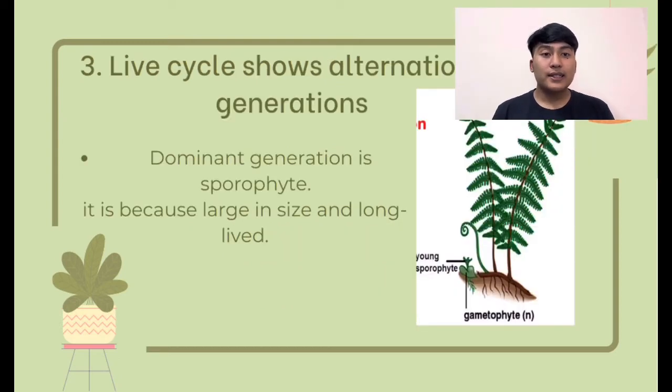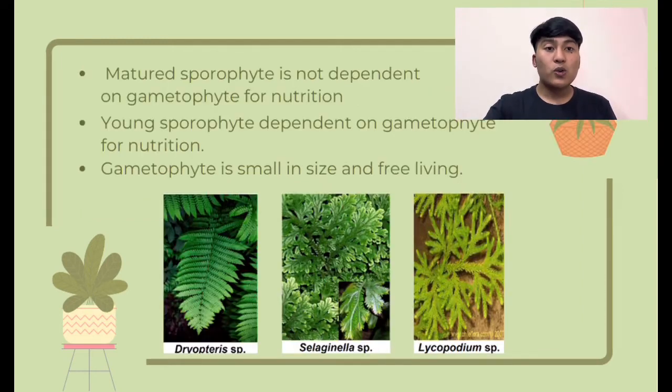For the third characteristic, the dominant generation is sporophyte. It is because it is long-lived and also large in size. So, mature sporophytes are not dependent on gametophytes because a mature sporophyte can carry out photosynthesis by itself. A young sporophyte is dependent on gametophyte for nutrition.